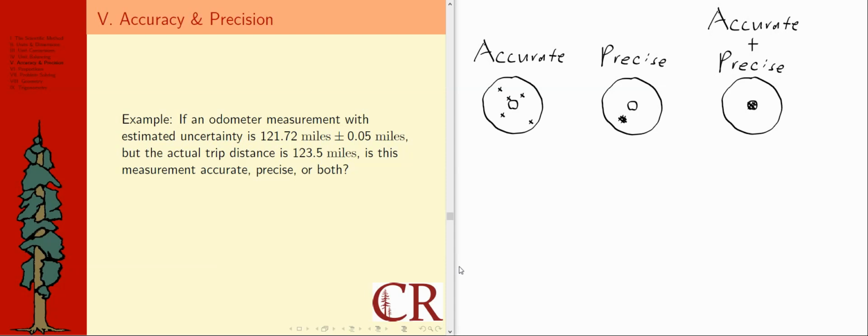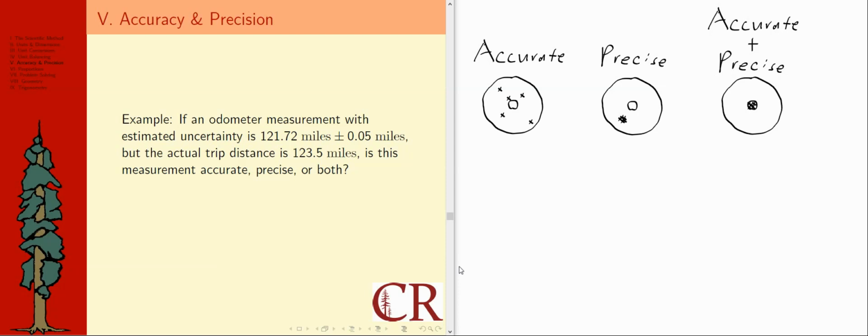If an odometer measurement with estimated uncertainty is 121.72 miles plus or minus 0.05 miles, but the actual trip distance is 123.5 miles, is this measurement accurate, precise, or both?